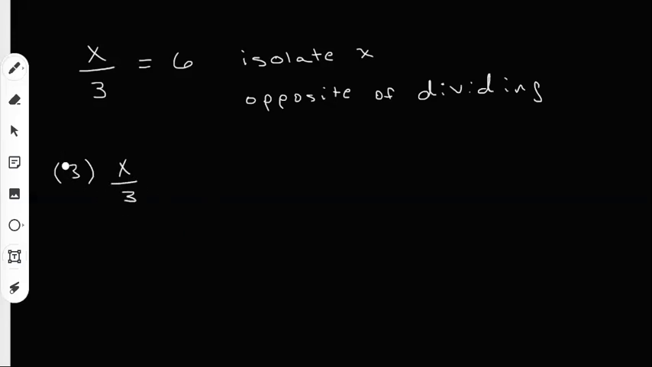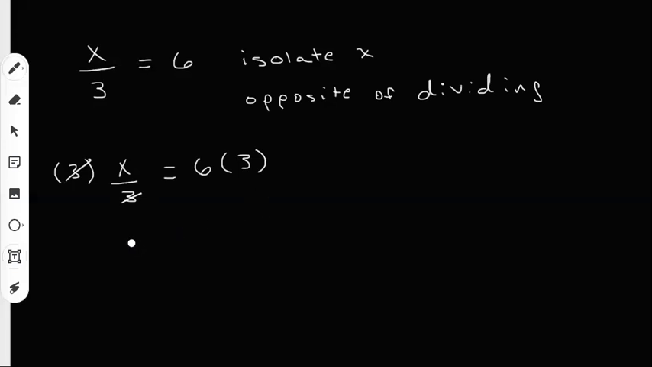I multiply the left side by 3, and on the right side, I multiply by 3. Remember, what you do to one side, you must do to the other. So what happens is on the left side, the 3 in the numerator and the 3 in the denominator are going to cancel each other out because we know that 3 divided by 3 is 1.